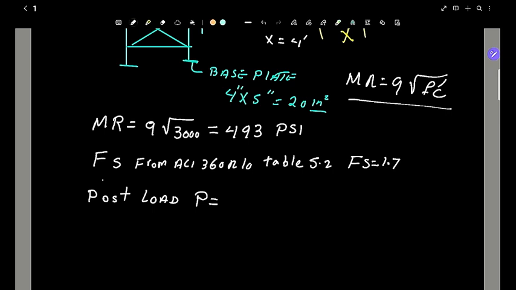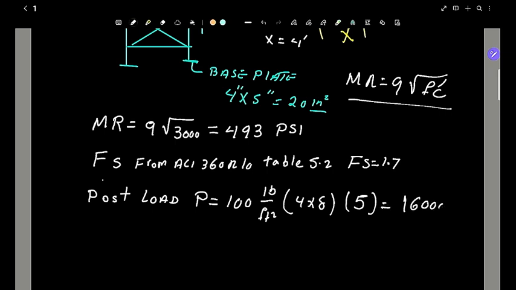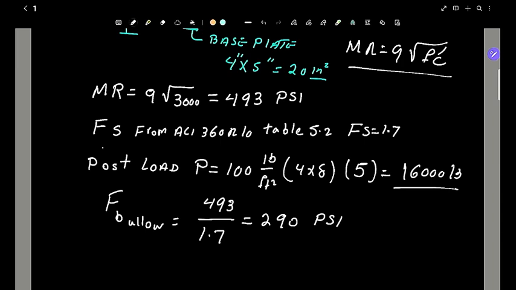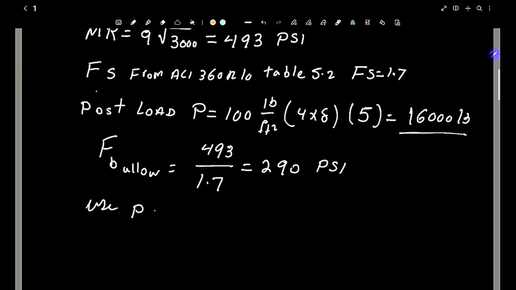And then our load is going to be 100 pounds per square foot times 4 feet by 8 feet times 5 shelves. That gives us 16,000 pounds, 16,000 pounds right there. And we're going to calculate our allowable stress. F_B allowable is equal to 493 divided by the factor of safety. That will give us 290 psi. And to go ahead and use the chart from PCA, use the Portland Smooth chart. So we need to have 290 divided by 16 kips, and that will give us 18.1 psi.